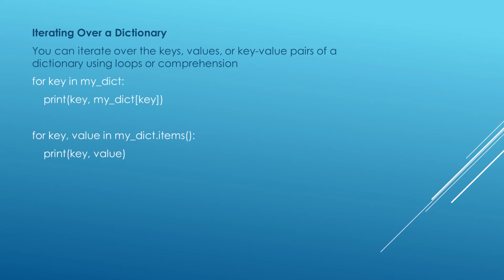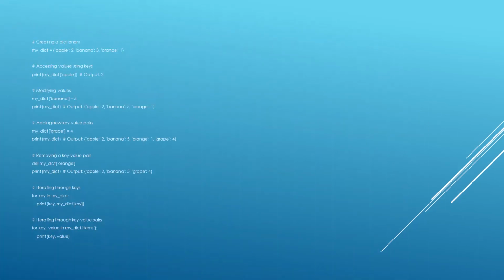Key characteristics. Key-value pairs. Each item in a dictionary consists of a unique key and its corresponding value. Keys must be immutable data types like strings, numbers, or tuples. Specific conditions apply. Values can be of any data type, including other dictionaries.